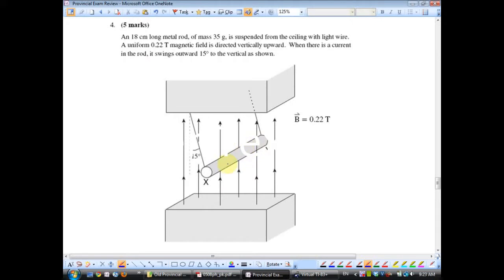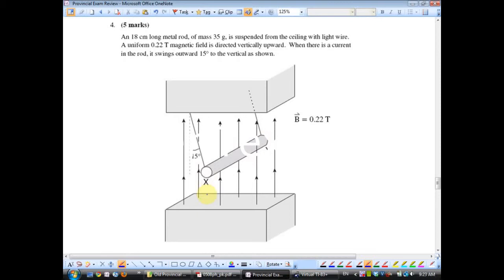To the right. Point your palm to the right, because that's which way the force is. Which way is the magnetic field? Up. So can you figure out, is the current going from X to Y, or is the current going from Y to X? Which way is your thumb pointing? Right? So here's taking the right-hand rule in reverse.